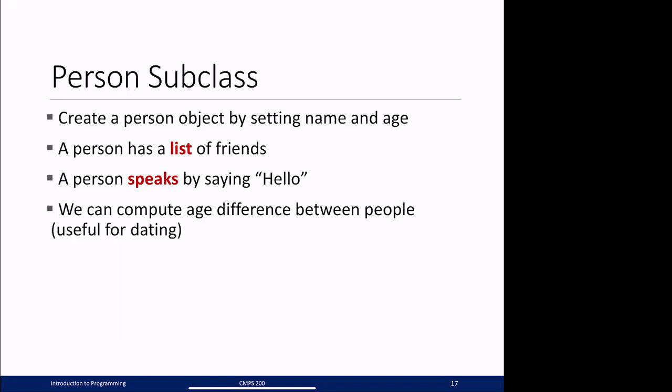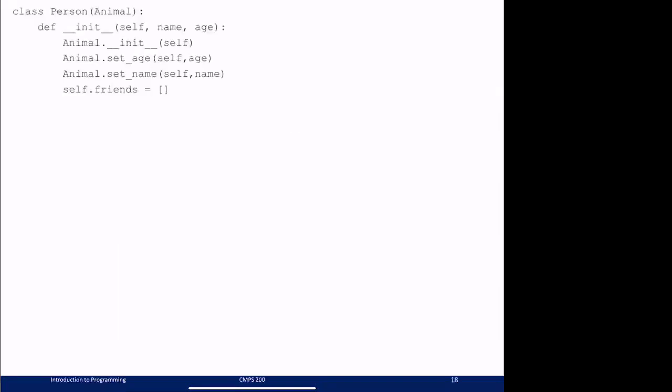Also, a person speaks by saying hello. So unlike cats, which meow, a person says hello. If you say p dot speak, he or she is going to say hello. And then we can also compute age difference between people, which is useful for dating. If the age difference is above 10 years or something like this, you say you're not compatible with each other. Okay, let's try to write this together.